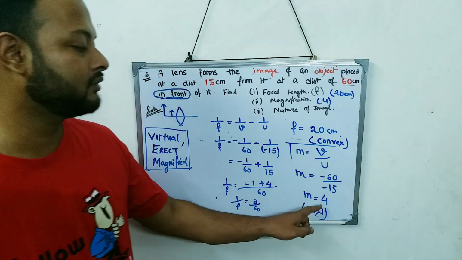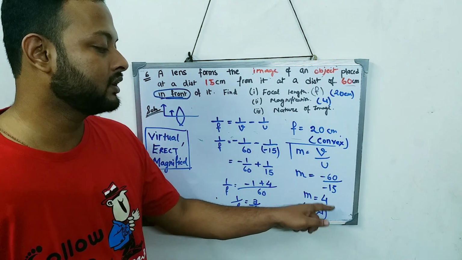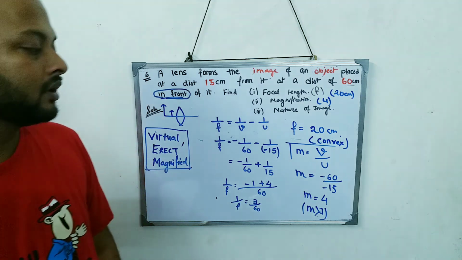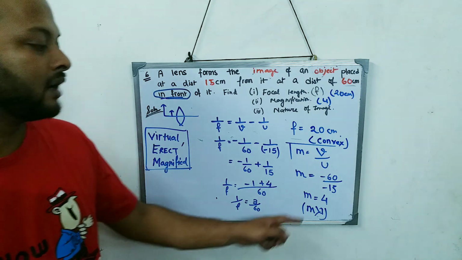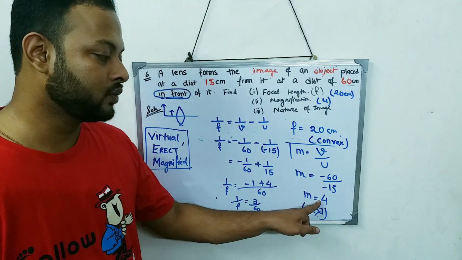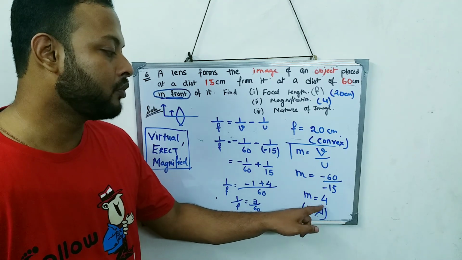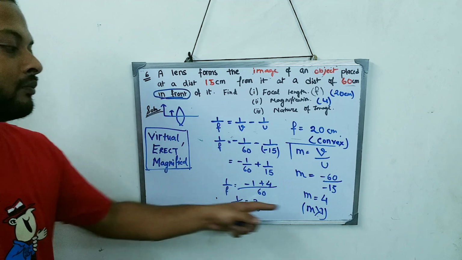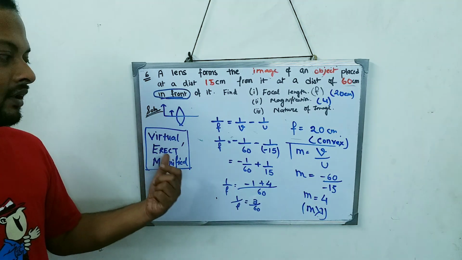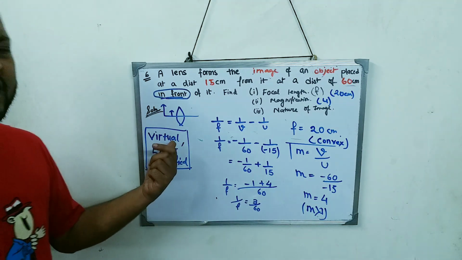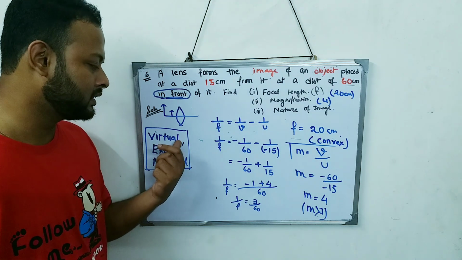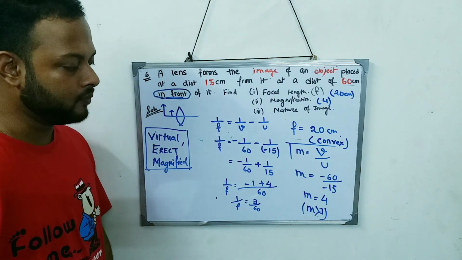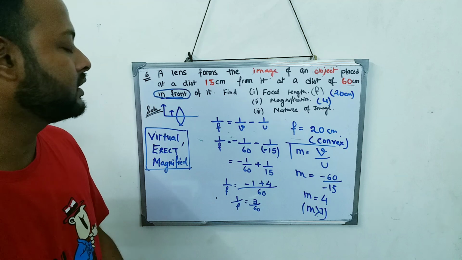By looking at the value of m, as you can see it is greater than 1, that means magnified. And also if the m value is positive, as you can see it is plus 4, positive value means it is erect actually. From there also you can know whether it's erect or inverted, or the easier way, all virtual images are erect in nature. So this is question number 6.